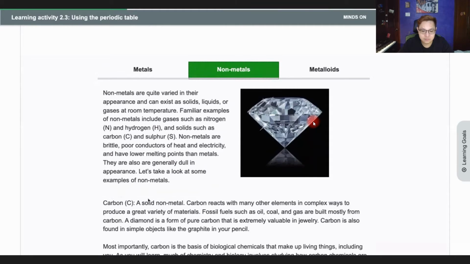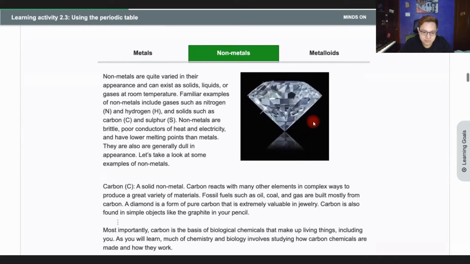Carbon, C. A solid non-metal. Carbon reacts with many other elements in complex ways to produce a great variety of materials. Fossil fuels such as oil, coal, and gas are built mostly from carbon. A diamond is a form of pure carbon that is extremely valuable in jewelry.